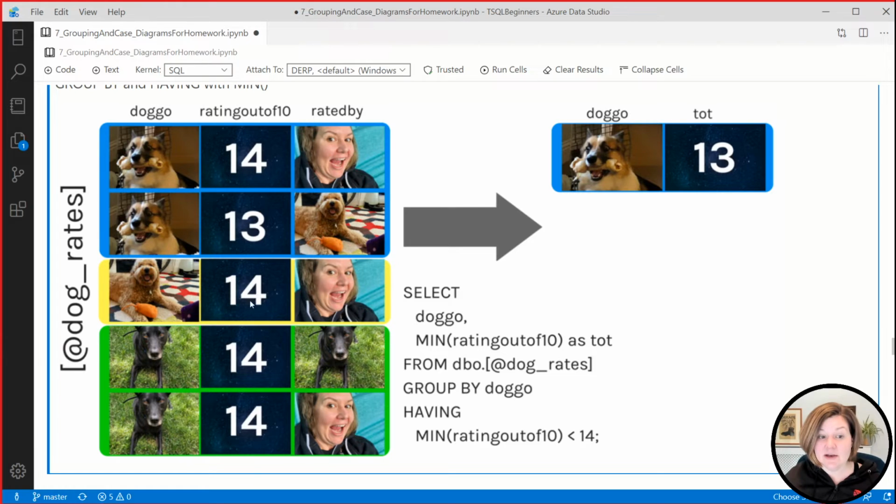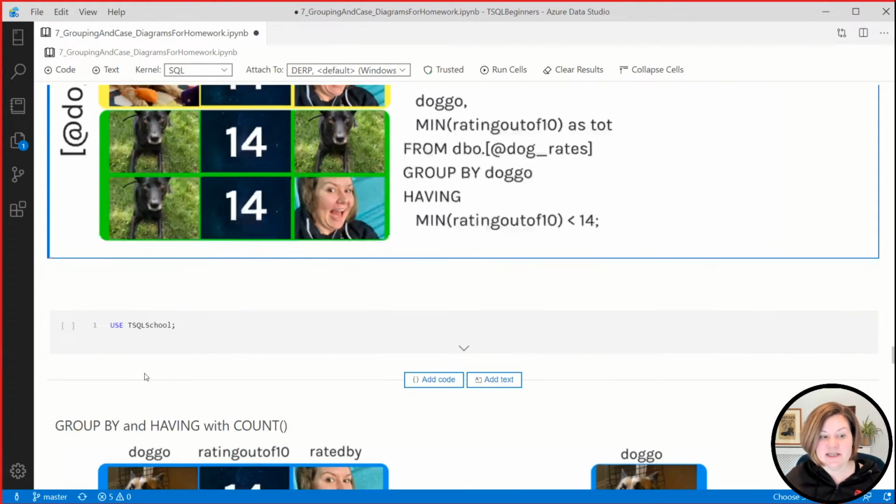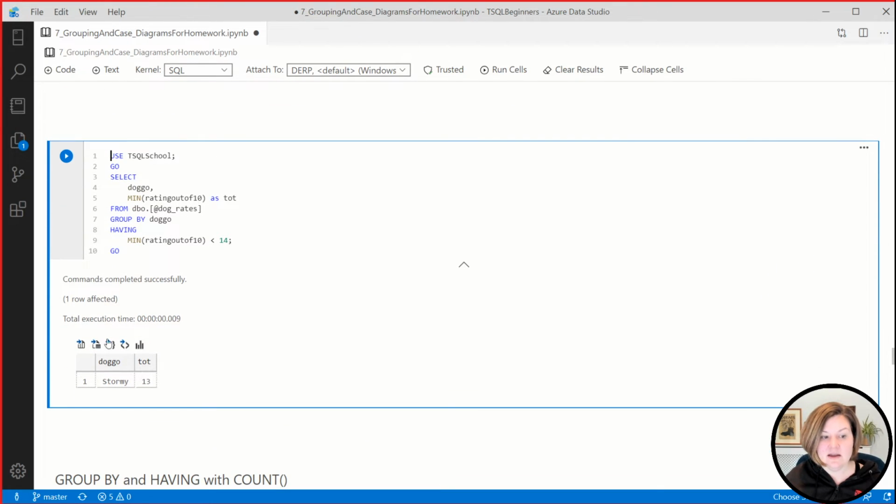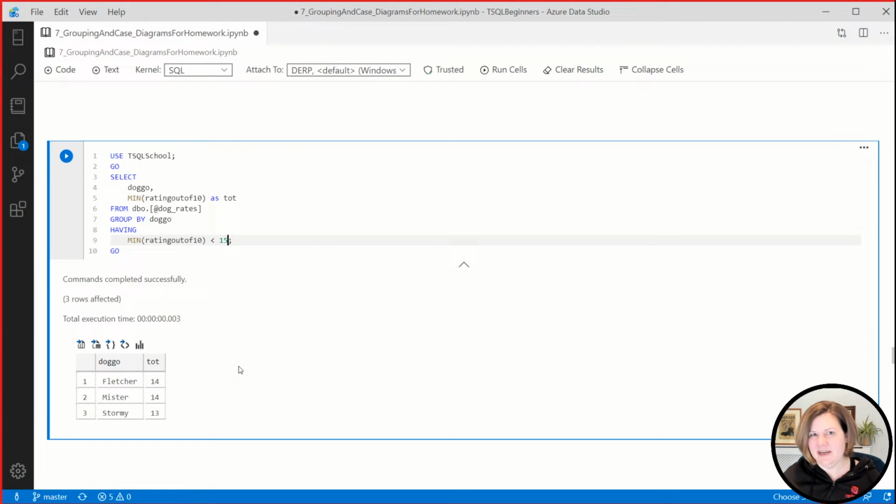When we look at everyone else's minimum, it will calculate what is their minimum rating, and then compare it to, is it less than 14? So if we expand this out, run this query, this is Stormy, less than 14. What if I said less than 15? That should be everybody, right? Nobody has a 15. In fact, everyone's maximum rating is lower than 15. So that brings back each of them with what their minimum rating is.